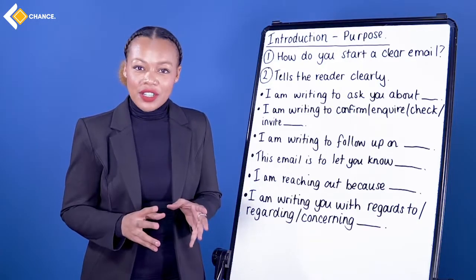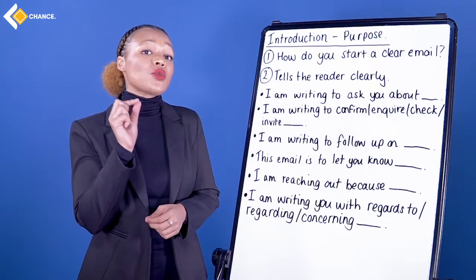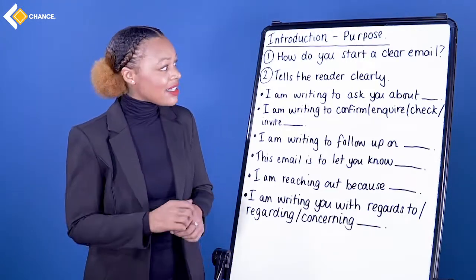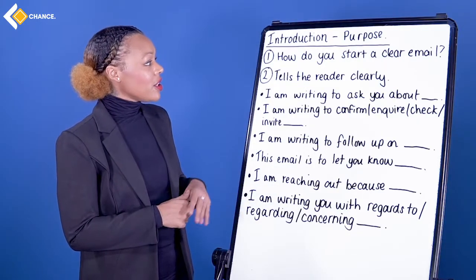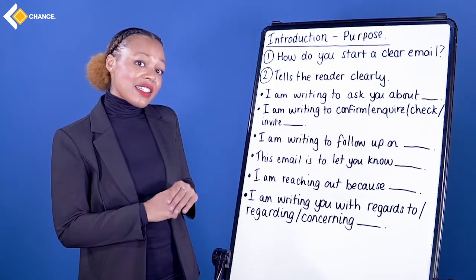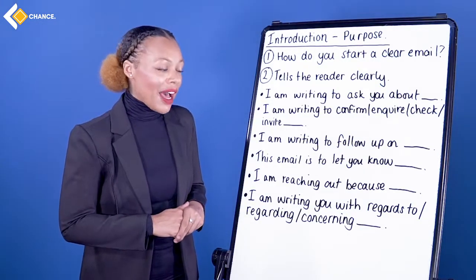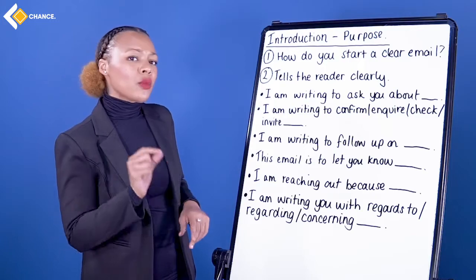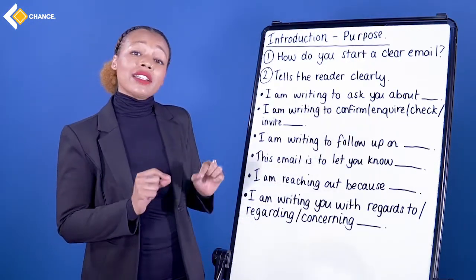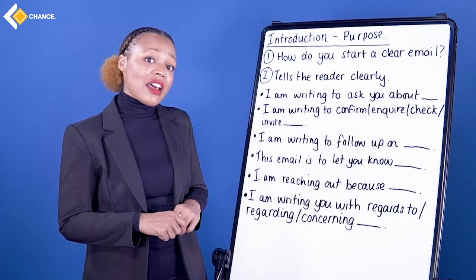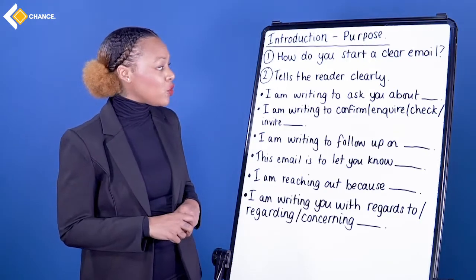This is just a sentence to let the reader know what you are writing about. Remember, you need to be clear and concise. So, how do you be clear and concise? Well, you can use some of these sentences to tell the reader what this email is about. So, let's have a look at them. And I want you to think about the structures. And as we go through, I want you to try and complete these sentences. Think about the last business email that you sent or may have to send in the future.